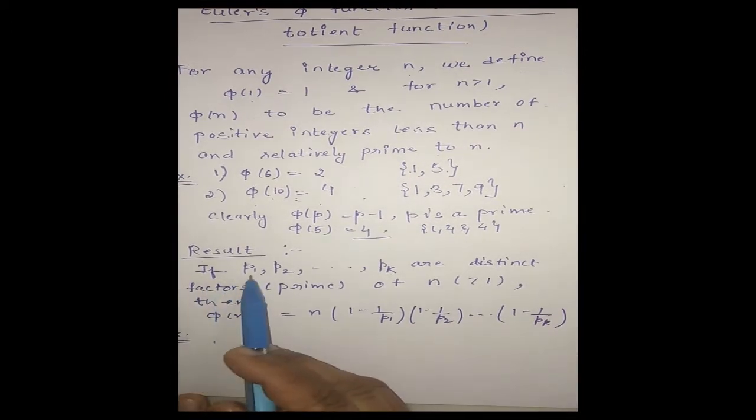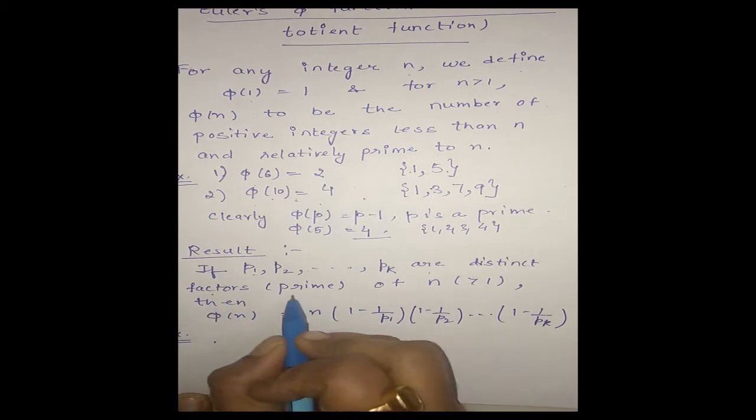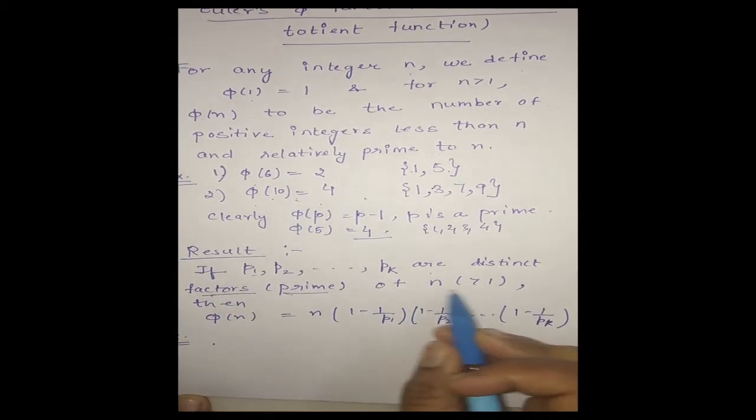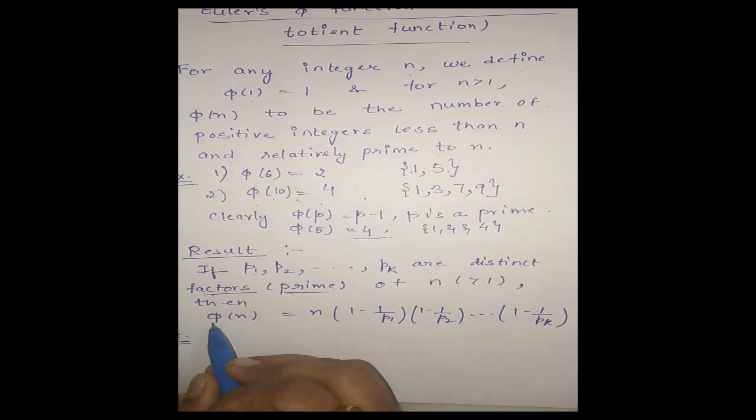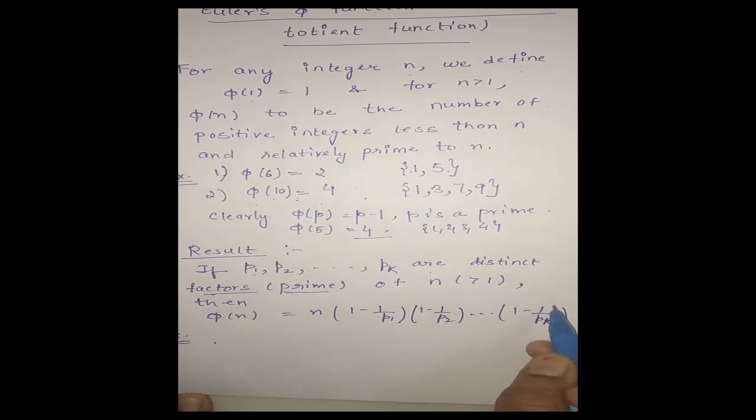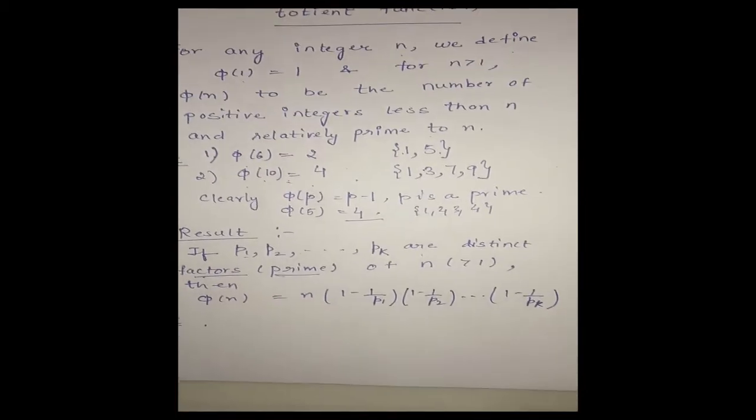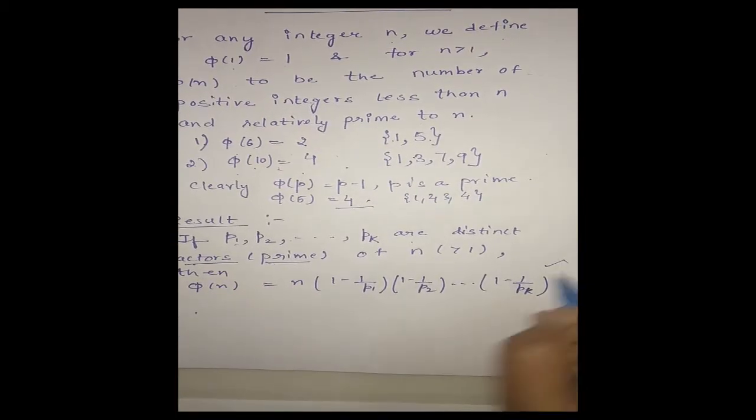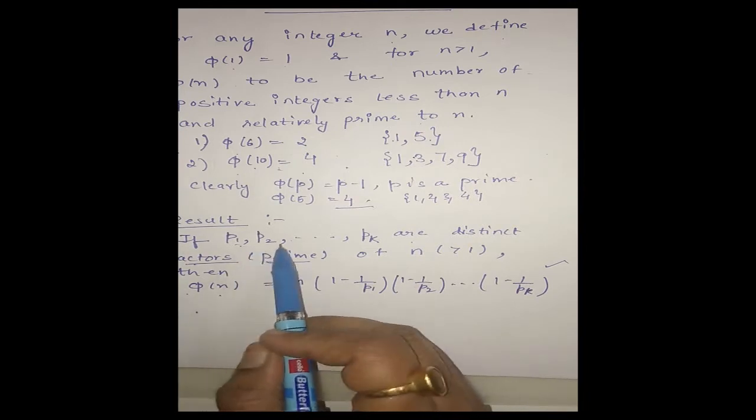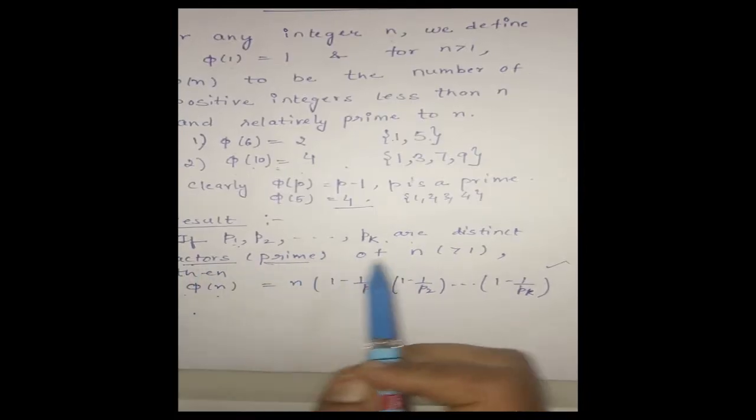First is, if P1, P2, up to Pk are distinct prime factors of n, where n is greater than 1, then phi of n is equal to n into 1 minus 1 upon P1, 1 minus 1 upon P2, up to 1 minus 1 upon Pk. Okay, this is the formula to find phi of n where P1, P2, up to Pk are distinct prime factors of n.